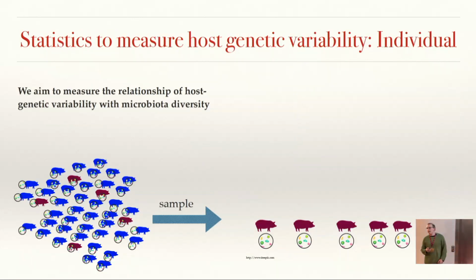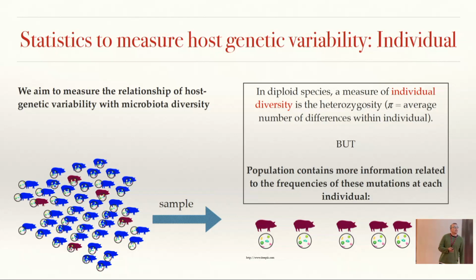When we want to study the variability of host individuals, the classical way is that you take a sample of the population. Here you have individuals with their microbiota included with them. And then the only way to do that is by means of the heterozygosity. In a diploid species, you have two chromosomes, and then you can compare the average differences within an individual. But in fact, in a population, we have more information related to the frequencies that are included.